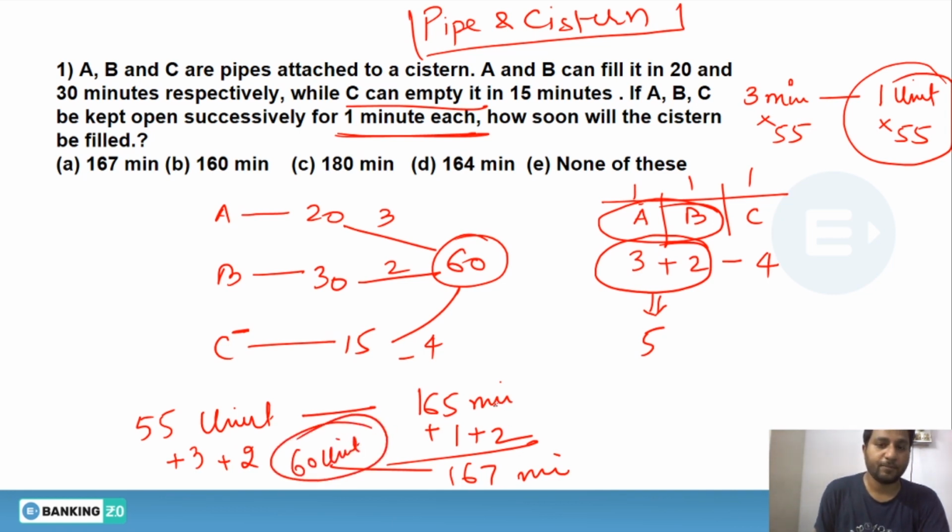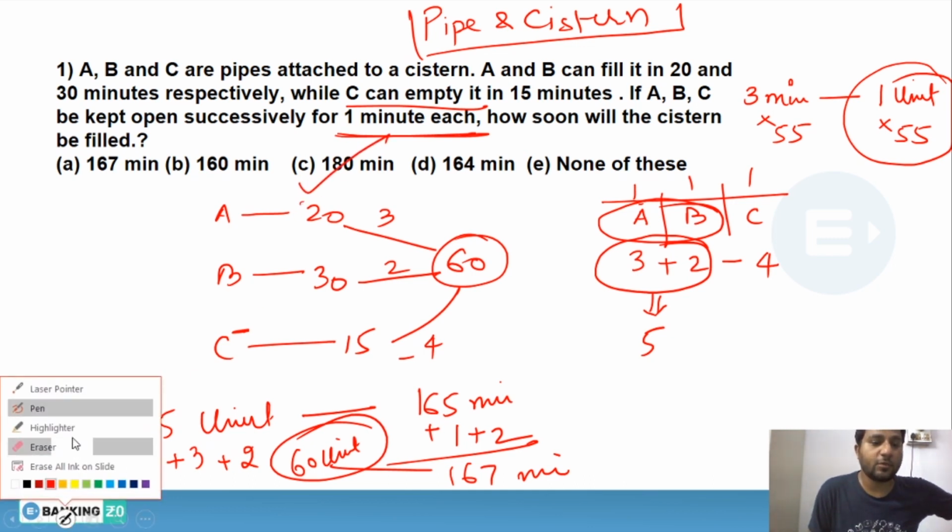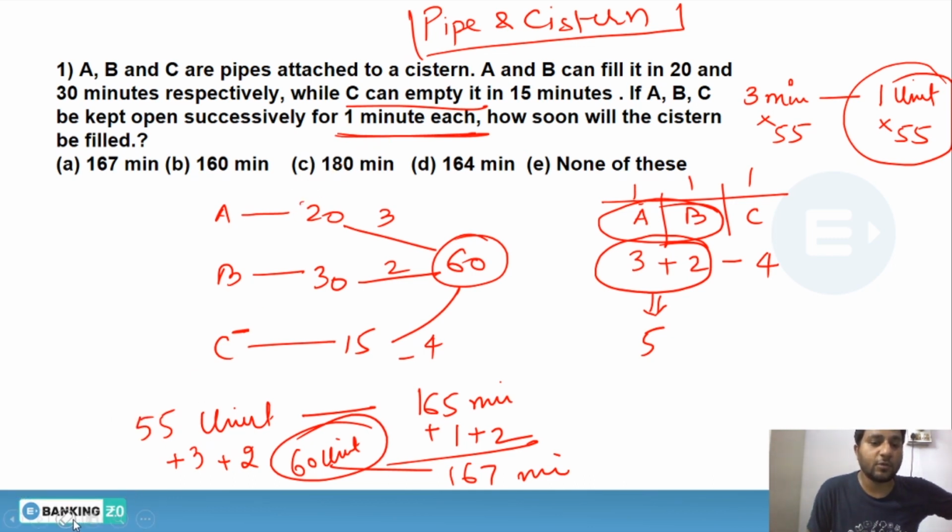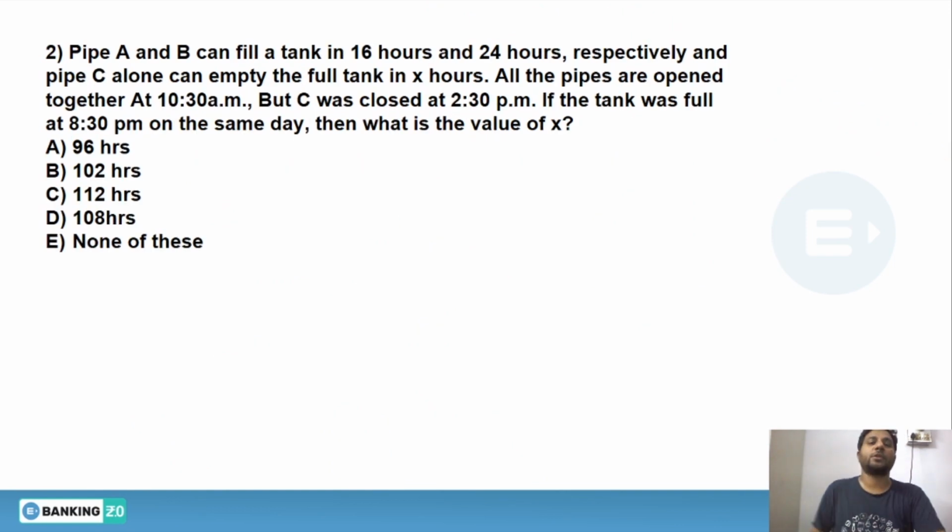167 minutes. That means you don't have to go all the pairings to 60 units, because you will keep emptying the tank and that would not be sufficient. Okay, so your answer would be 167. Hence option A is the correct one. All right, let's move on to the next question.